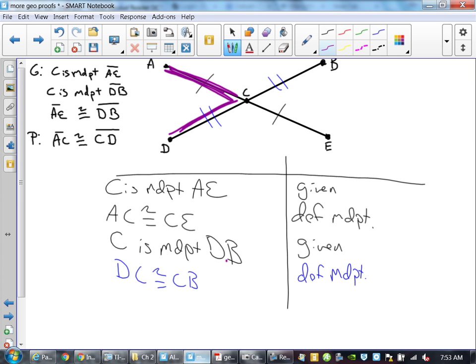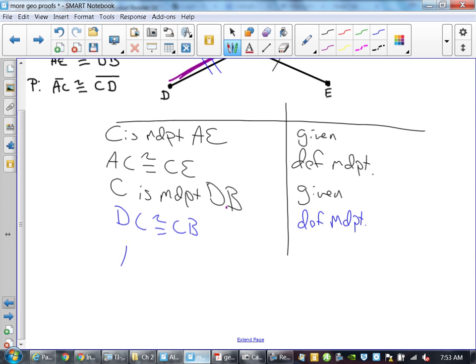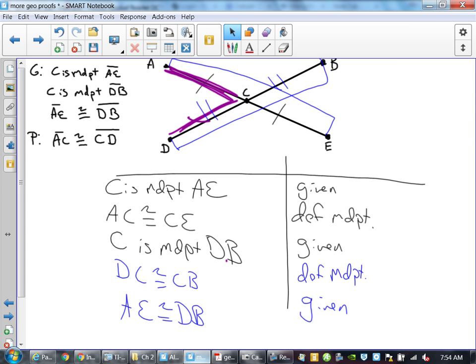Okay? So if I do this, watch what happens now. Now, since these two whole segments have to be the same, should that DC and CB have single or double tick marks? Should have single, okay? Should have single. So what I'm going to do is make that a single tick here.